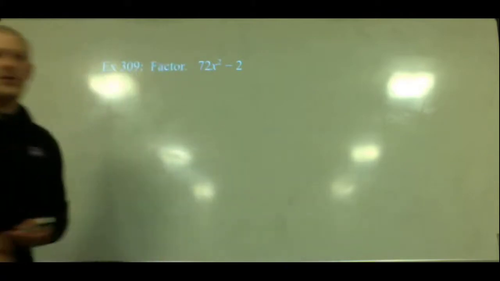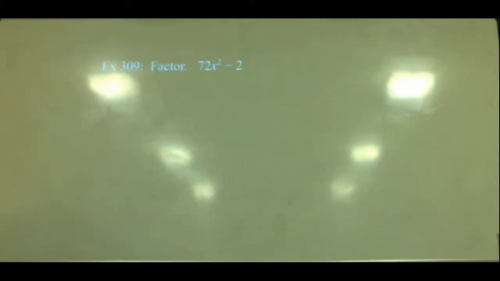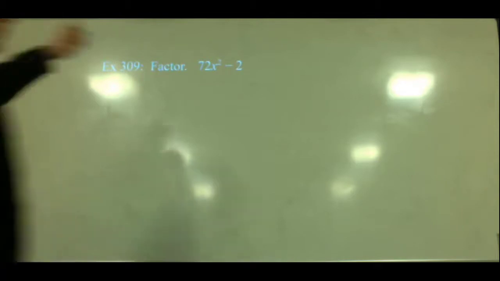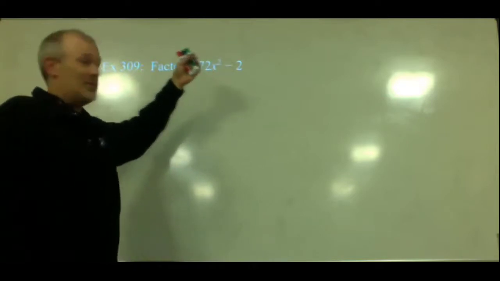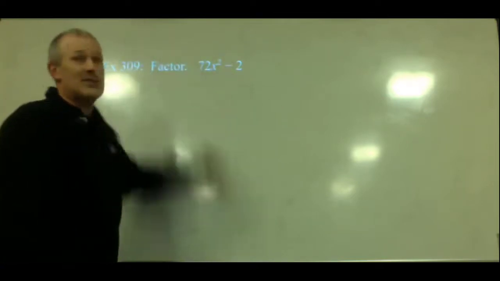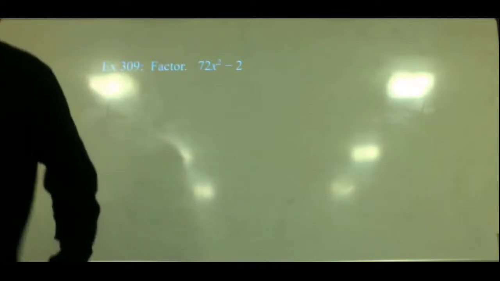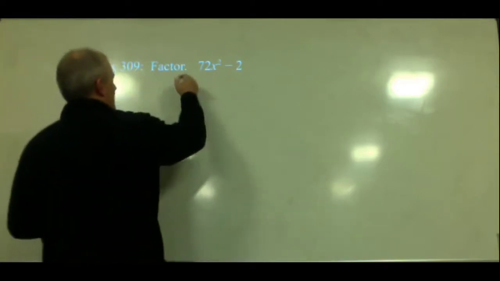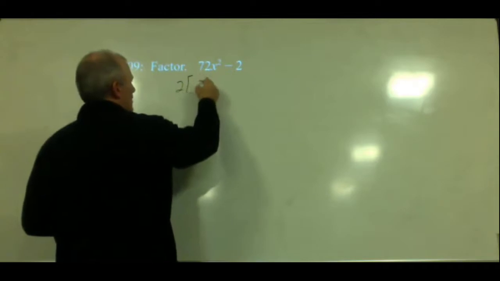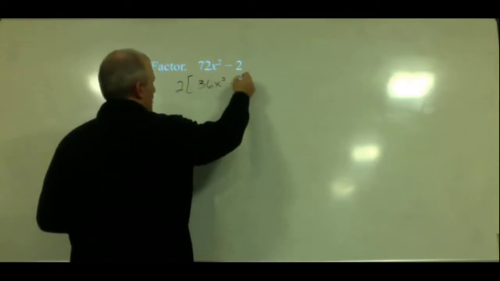All right. What do you think about this one? There's only two terms, right? So it looks like it's probably one of our special patterns. But it's not cubed. It's squared. So we might be thinking perfect square. But the problem is 2 is not a perfect square, and 72 is not a perfect square. And here's where it becomes important. Always look for that greatest common factor. What can we factor out of both of these terms? A 2, right? When we factor out a 2, then this becomes 36x squared minus 1.